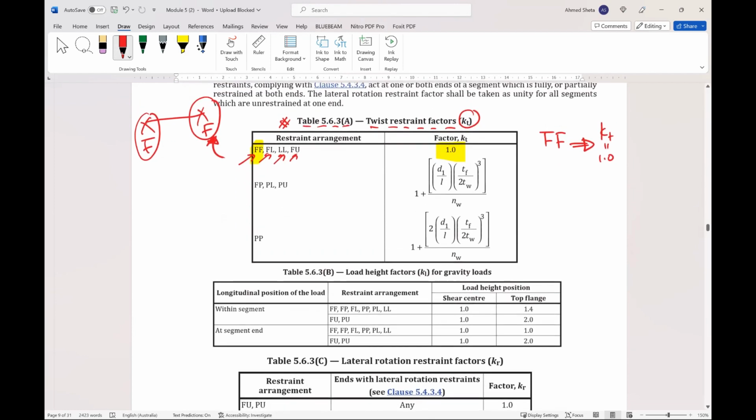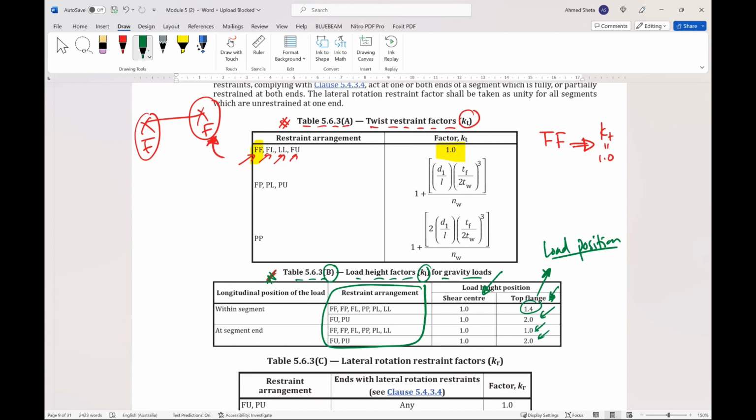The second table we need is table 5.6.3b for the load height factor KL. Again, for the segment with FF restraint arrangement, for the shear center KL will be 1. For the top flange, this refers to the load position. If the load is applied on the top flange, these are the values. If the load is applied at the shear center of the beam, this is the value.